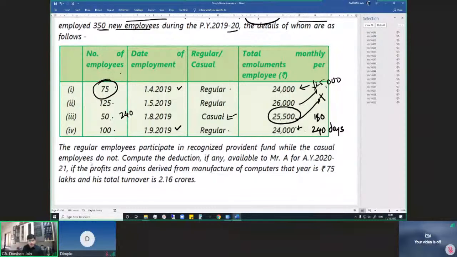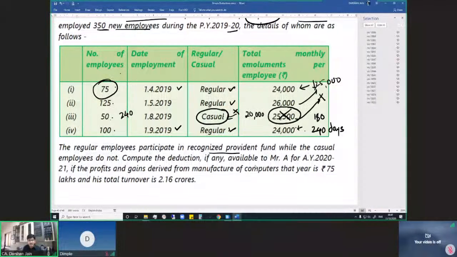They say that the regular employees participate in recognized provident fund, while the casual employees do not. So casual employees do not satisfy an additional condition, that is, they're not part of the employees provident fund. If they're not part of the employees provident fund, even had this been lesser than 25,000, let's assume it is 20,000, yet these casual employees would not have been qualified as additional employees.